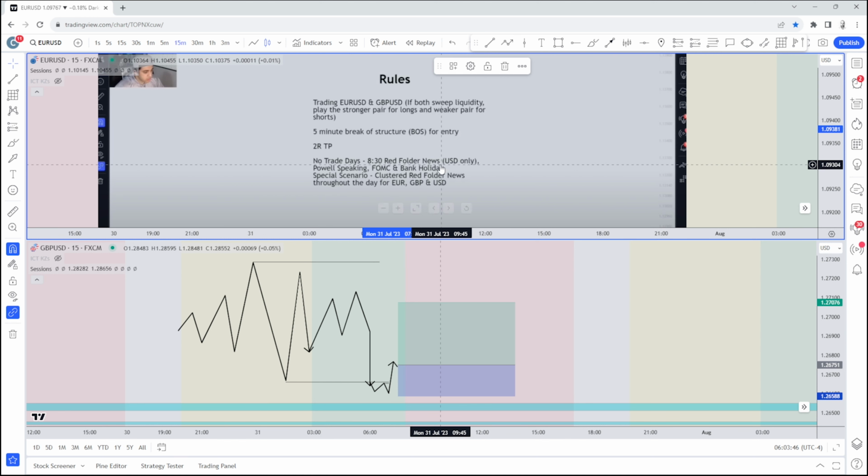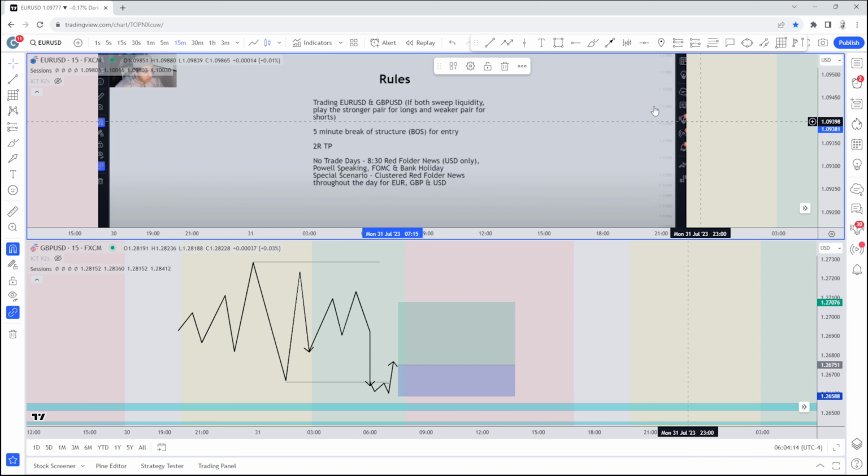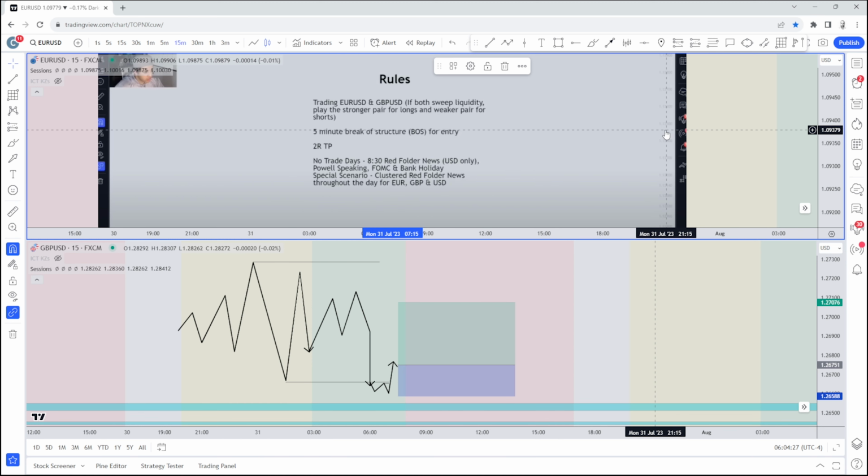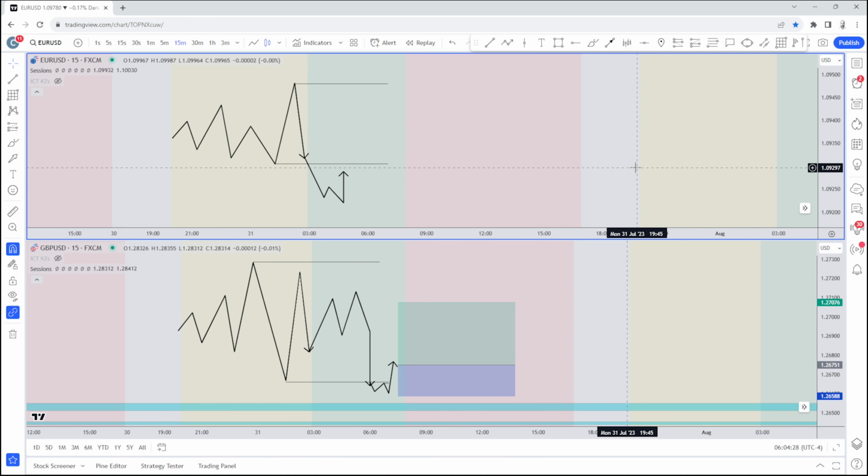Powell is speaking, FOMC and bank holiday for US dollar specifically, and if there are clustered red folder news throughout the day for Euro, GBP and for US dollar. And the reason he has put those rules together for the news is because the most losing days will appear when you are trading those days right here. So he did eliminate those ones and he did very good.